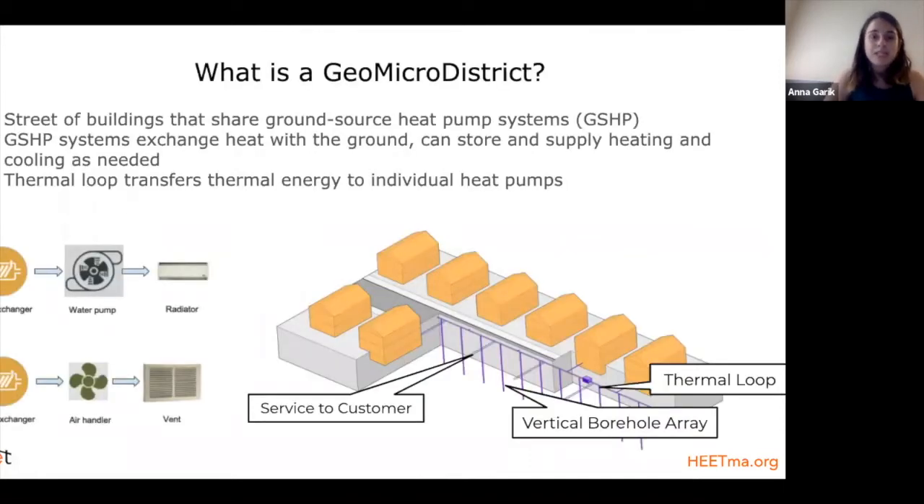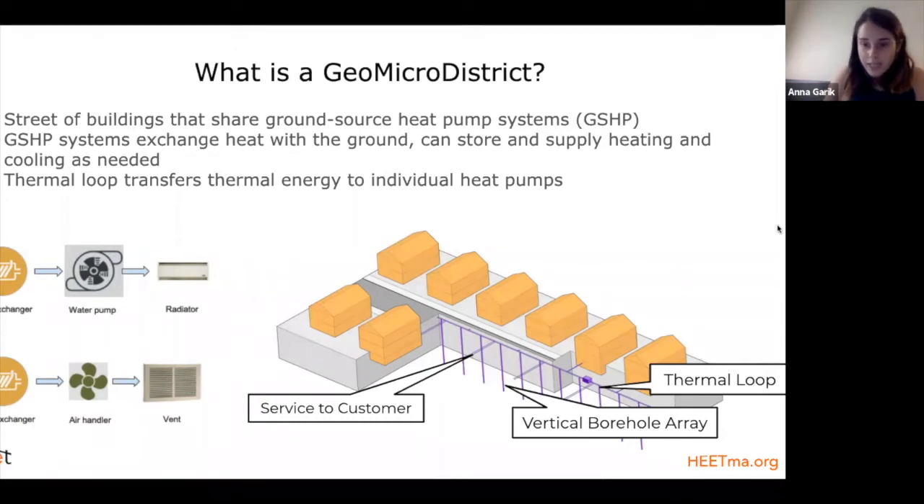So it might be a good idea to go over what a geomicrodistrict is, just in case anybody here doesn't know. A geomicrodistrict is a street of buildings that share a ground source heat pump system. A ground source heat pump system exchanges heat with the ground, and can store and supply heating and cooling as needed. For example, right now it's hot out. We want to be cold inside, so we could send our heat out there and store it there until winter, and then we could bring it in when we want to get rid of our cold.